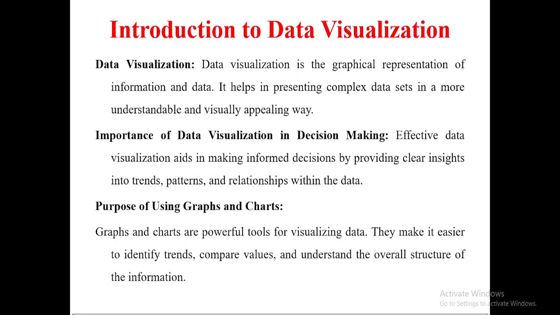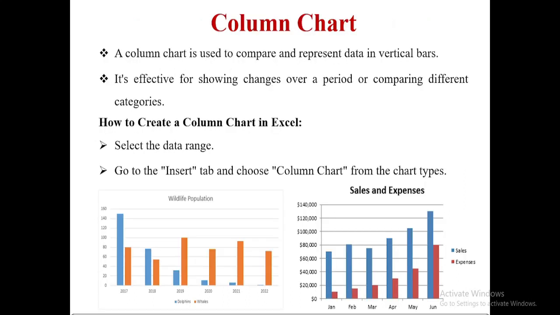So to begin with, the first type of representation is a column chart. A column chart is used to compare and represent data in vertical bars. It's effective for showing changes over a period or comparing different categories. Here we have taken an example of wildlife population over the years.